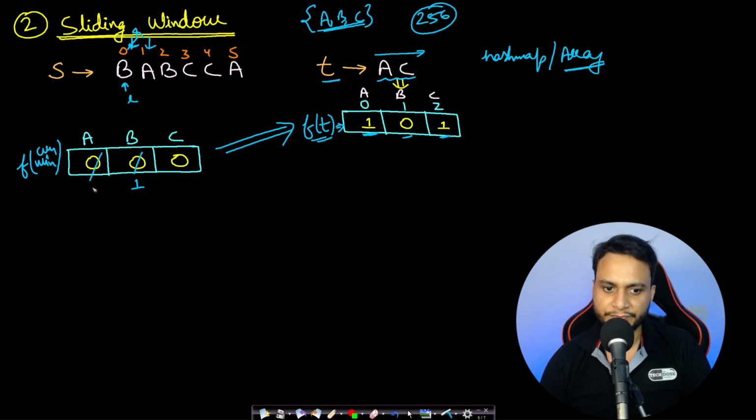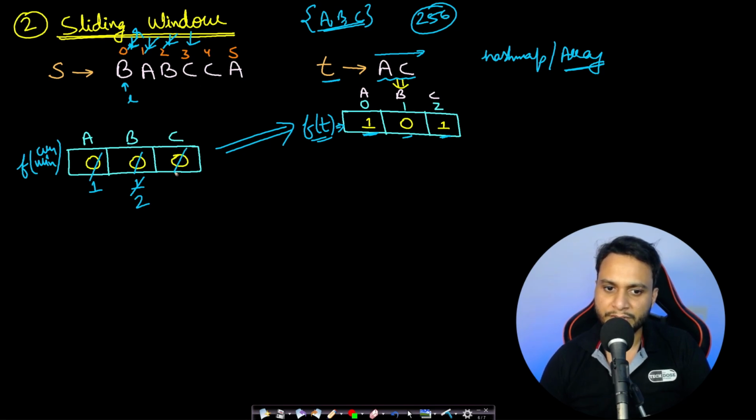Now once we have included B, our right pointer moves to index 1, so it includes A. Now its frequency will increase. Again you match it up. If you match, then C is not present, and therefore we will keep moving to the right. Again a B comes in and B's frequency will increase. Again match it up. They are not matching because C is yet to be present in the current window. So let's move it again to the right.